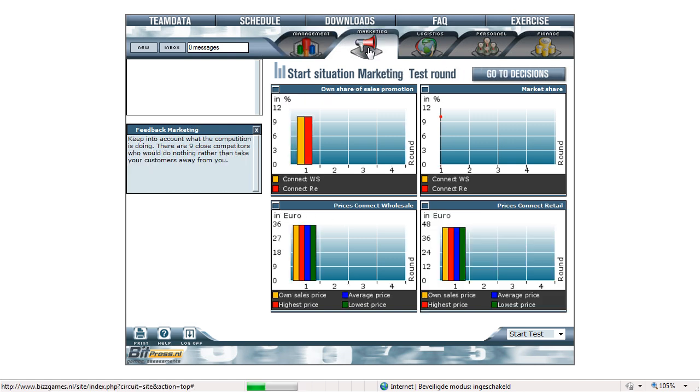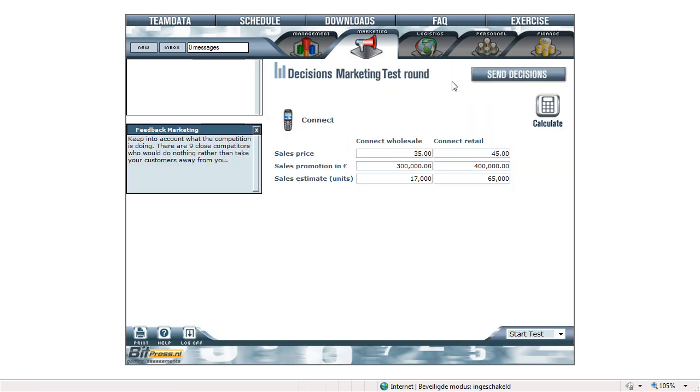We start making our decisions at the Department of Marketing. After looking in the graphs, the information about the prices in the market and the sales promotion and your market share, you can go to decisions by clicking on this button. Here you can fill in the decisions for the Connect for the wholesale market and the Connect for the retail market. We have already filled in our decisions for the sales price, sales promotion and sales estimate for the Connect on the wholesale market and the Connect on the retail market.